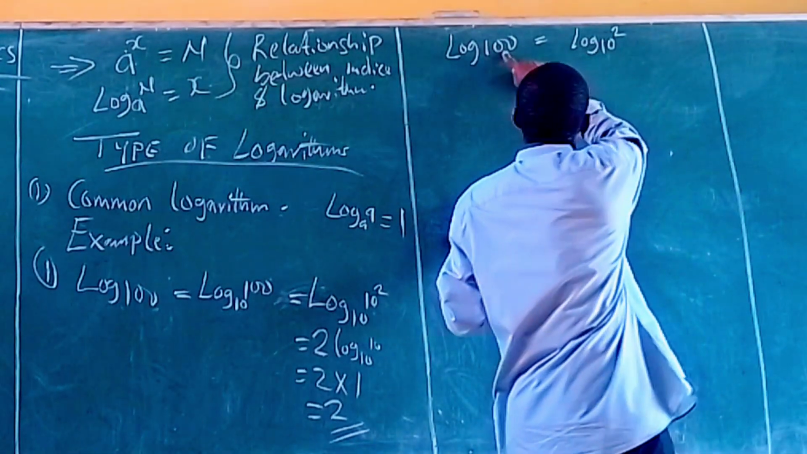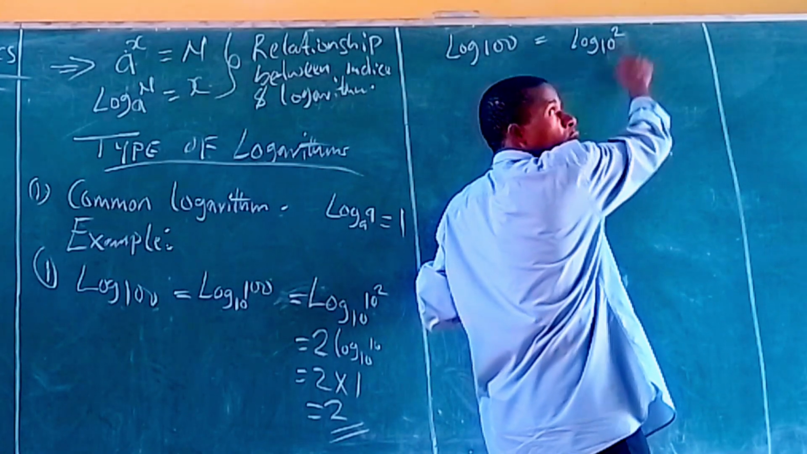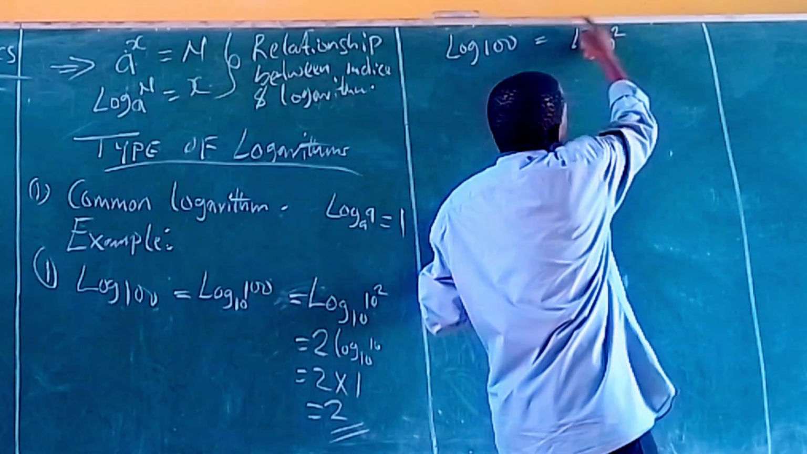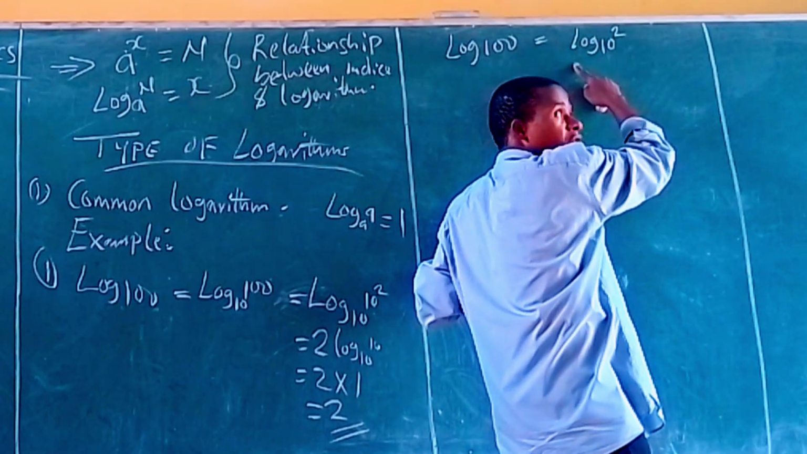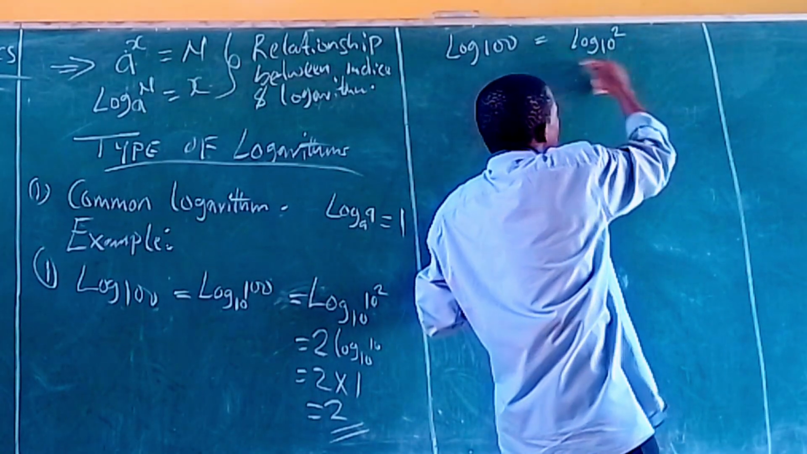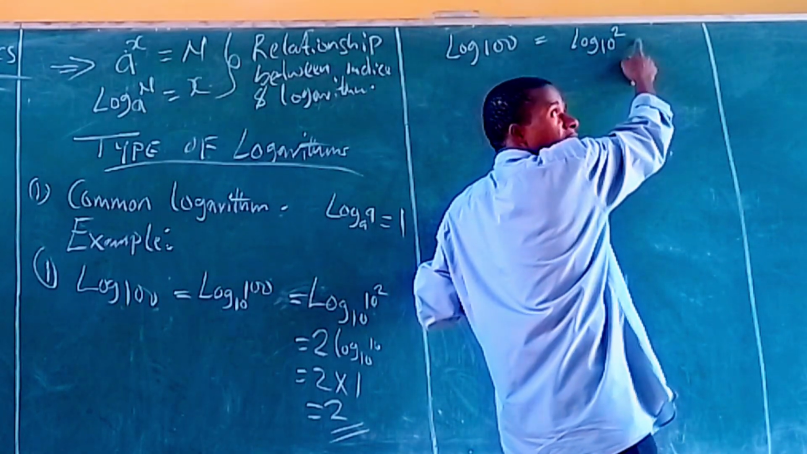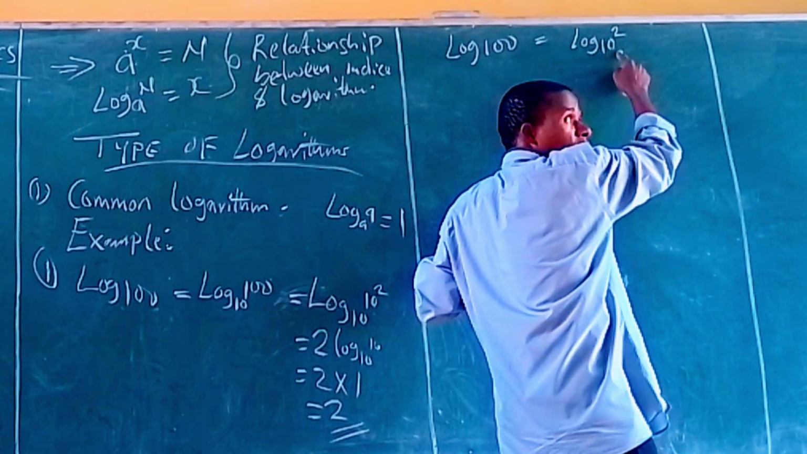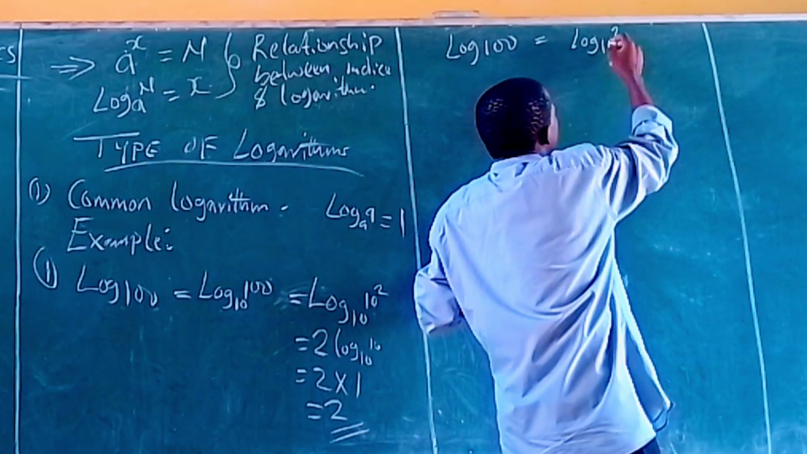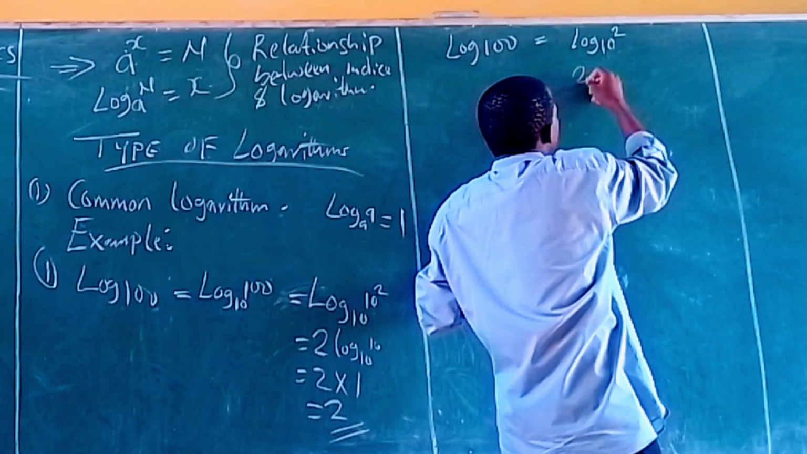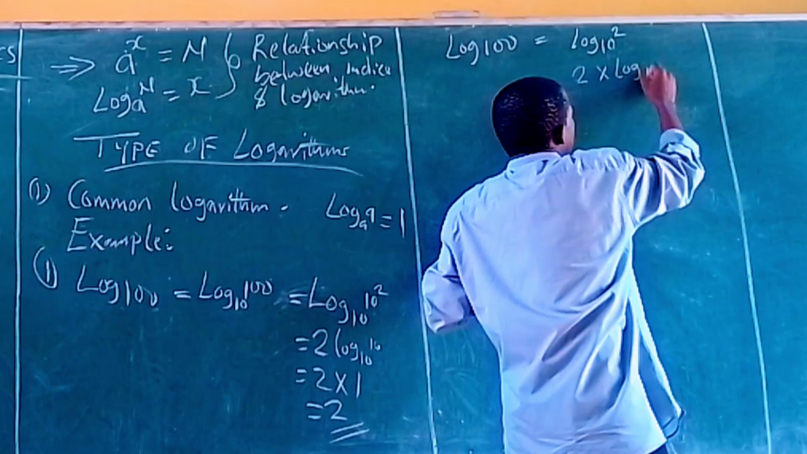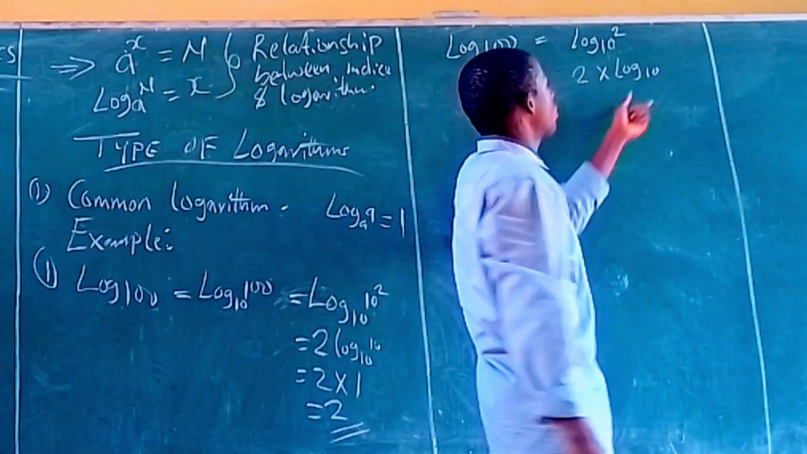Now you know that log 100 is the same as log of 10 to the power of 2, right? Because 10 times 10 is equal to 100. Now in this form, we apply the power law of logarithm. By the law of logarithm, the power will multiply the log. So this is going to be 2 times log 10. Log 10, right?